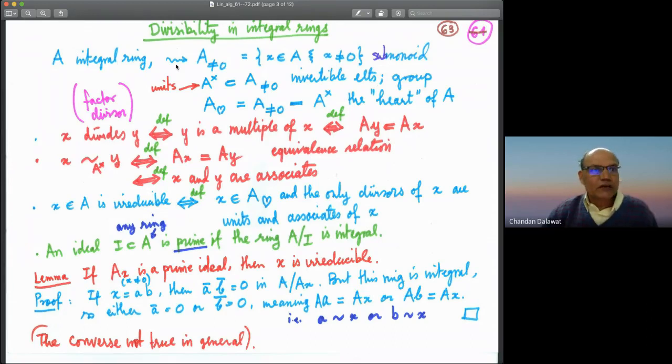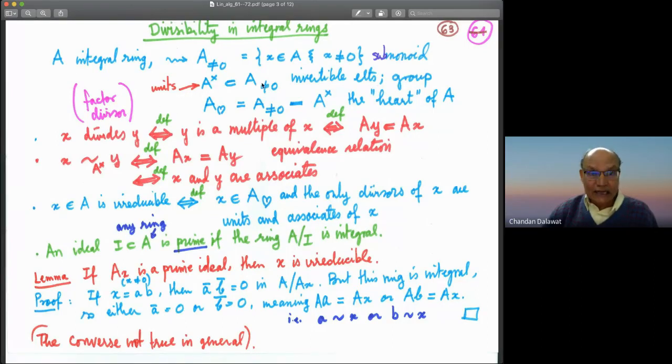So let's start with this general integral ring A, and I'll denote by A sub not 0 the set of all non-zero elements of A, so that I don't have to repeat every time x in A such that x is not 0. I simply need to say x in A not 0. And because the ring A is integral, this is a submonoid of the multiplicative monoid. The product of any two non-zero elements is non-zero, and 1 is there because the ring A is not the zero ring.